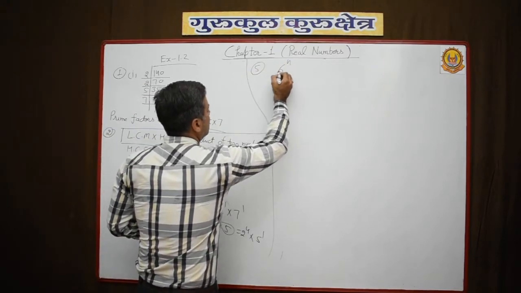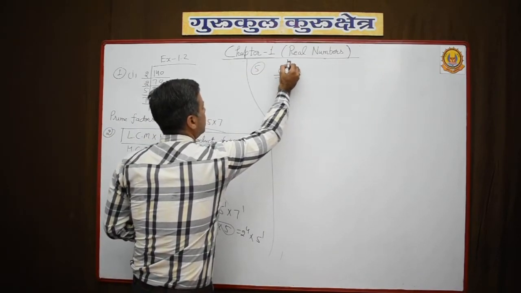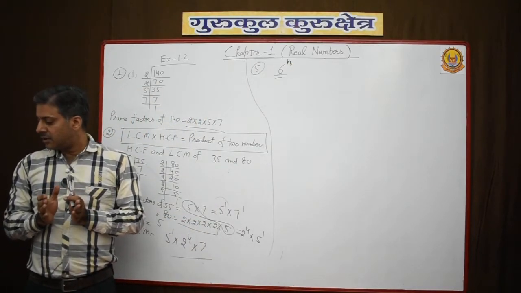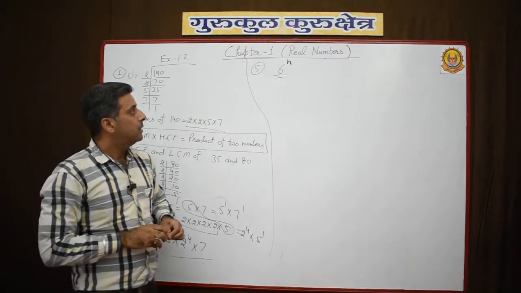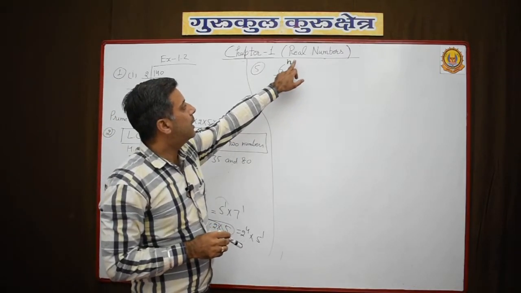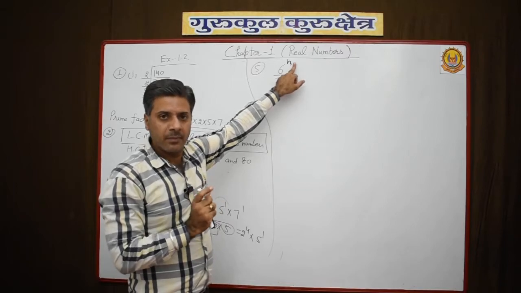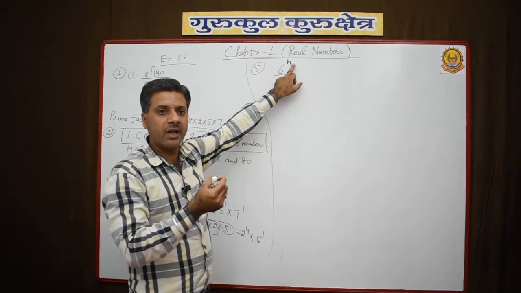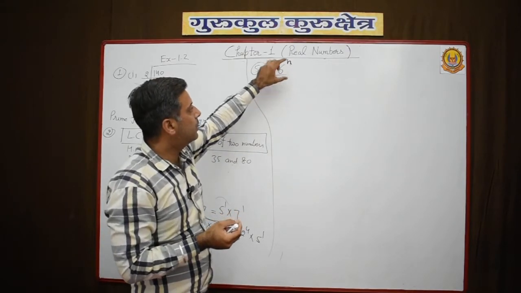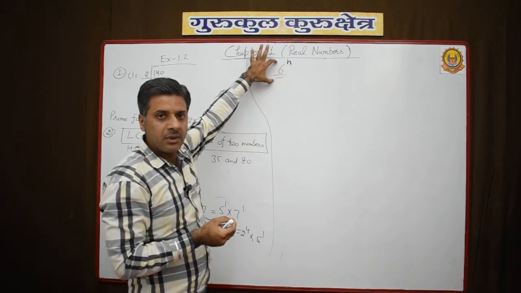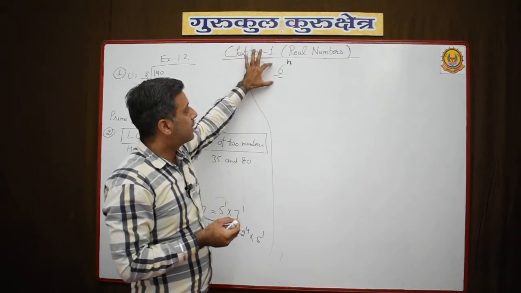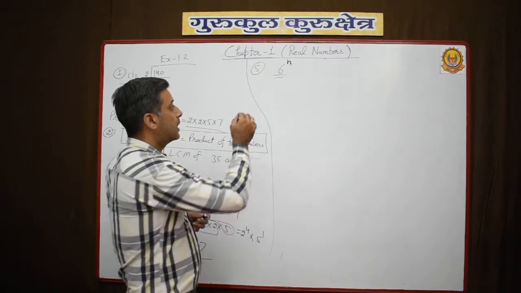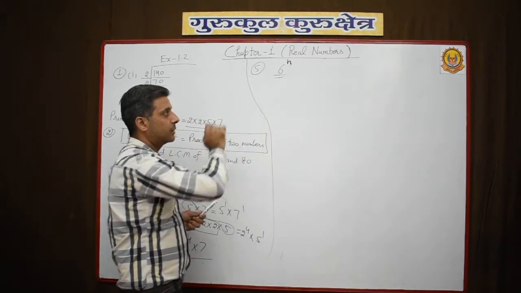In question number 5, you have to show that 6 raised to the power n can end with the digit 0 for any natural number n. The question is, if we put any value of n, that is a natural number, suppose I am putting n equal to 1, 2, 3, 4, 5 and solving this term, you have to check and tell whether there is any number where the last digit of the given number is 0.